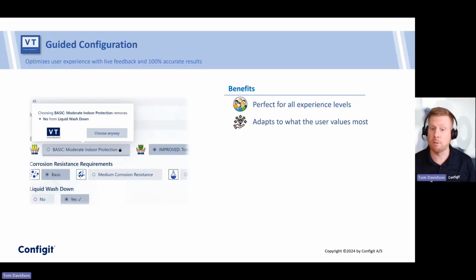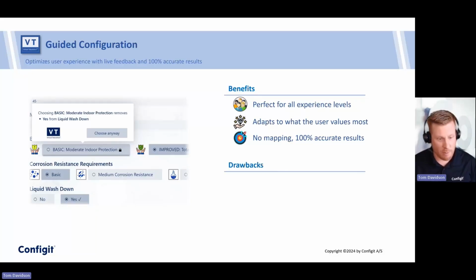It also adapts to what the user values the most. I'm going to show you this next in a live demo, but it allows you to select what you value the most. You don't have to get constrained into a bucket of choices. And then finally, there's no mapping. So you get 100% accurate results just by writing the rules you would normally.